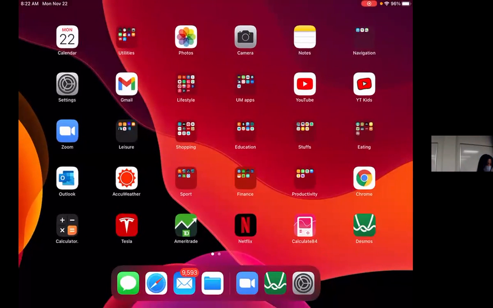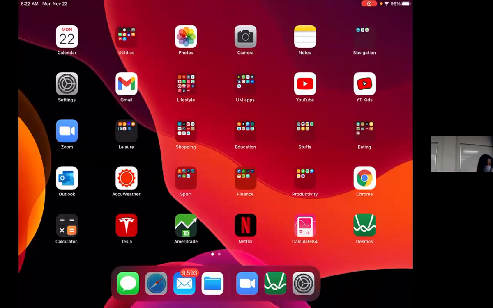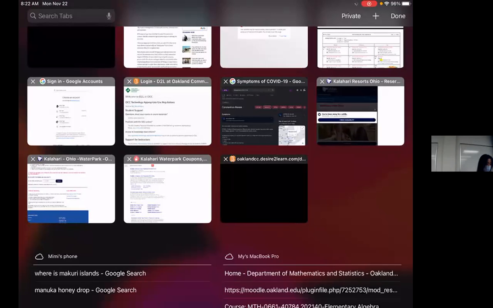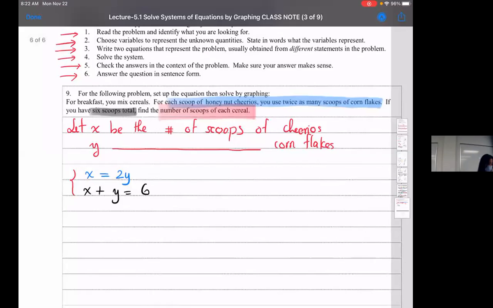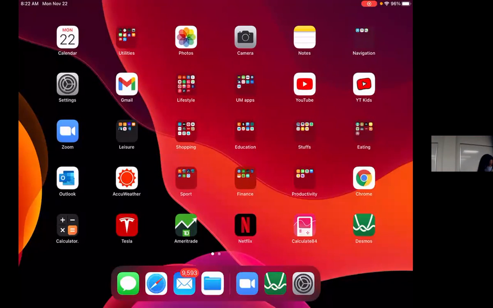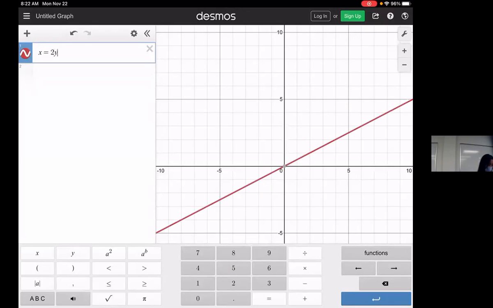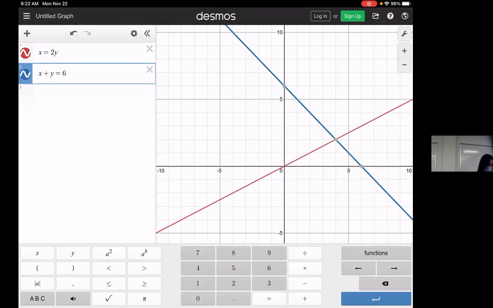Oh, did they ask us to solve or just set up? Yeah, take a look. No, they asked us to solve. Okay. Decimals, I have X equal 2Y. And then here, well, X plus Y equals 6. Right there.